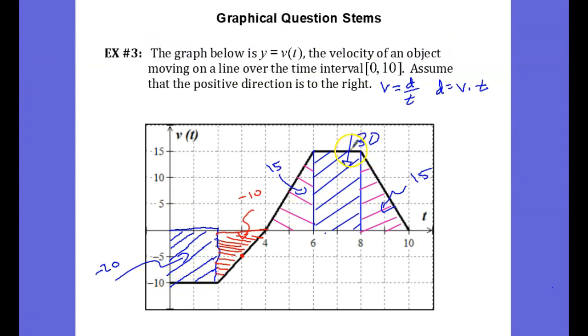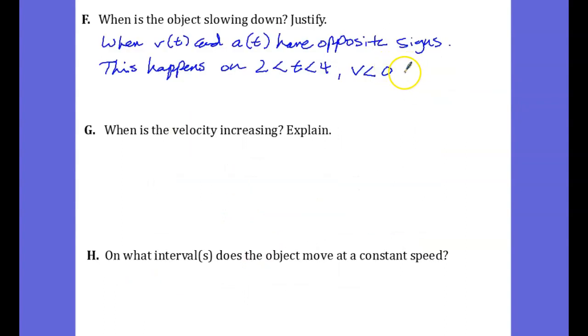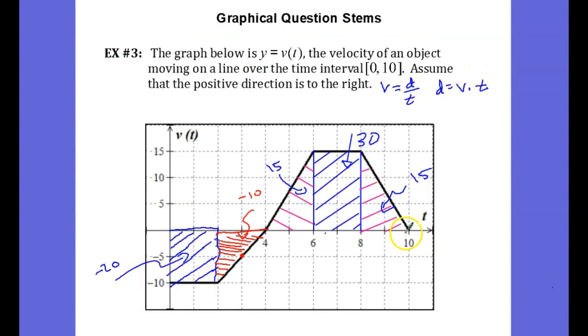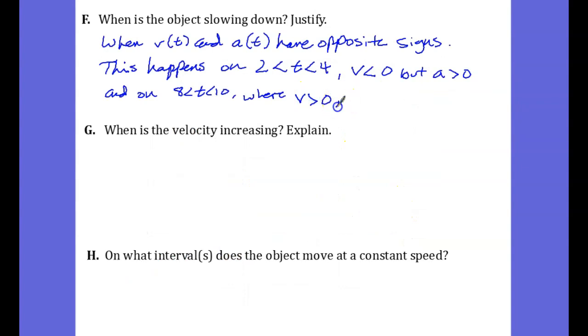Constant acceleration, that's 0. Here we have a negative velocity. It's below the x-axis, but the acceleration has a positive slope. So from 2 to 4, our velocity is negative, but acceleration positive. Let's see when else this happens. So from 8 to 10, we have a positive velocity and a negative acceleration. So in this case, the velocity was positive and decreasing.